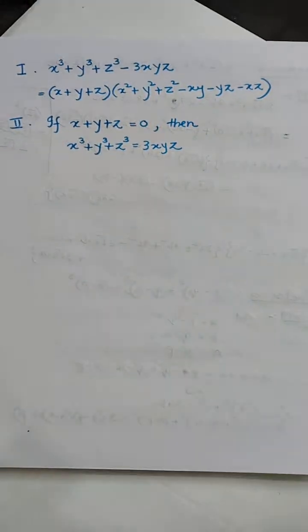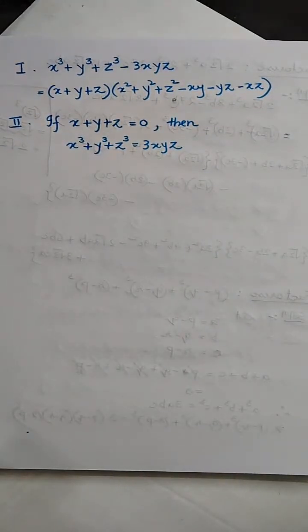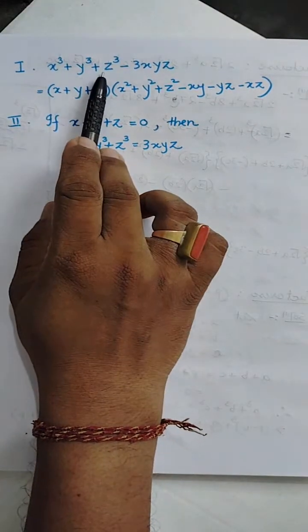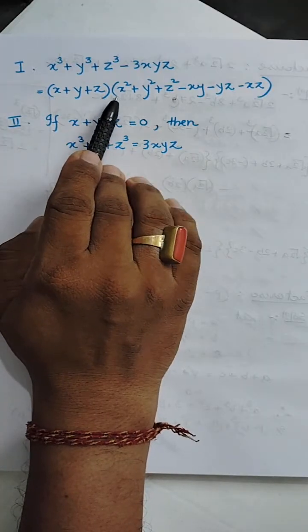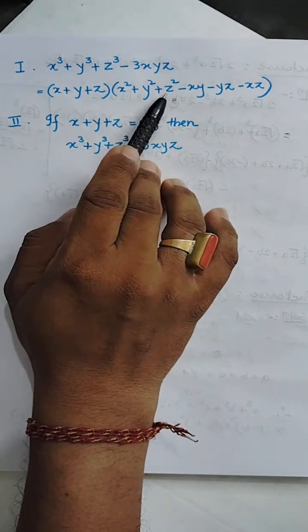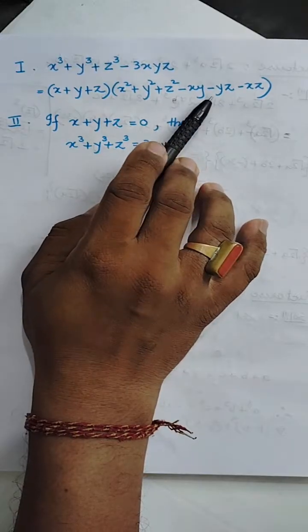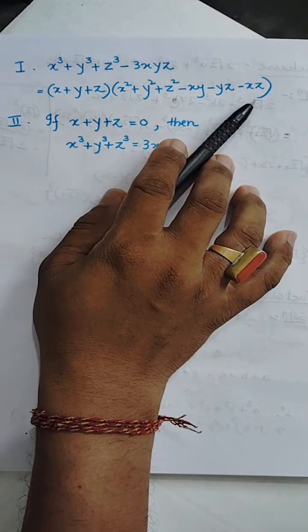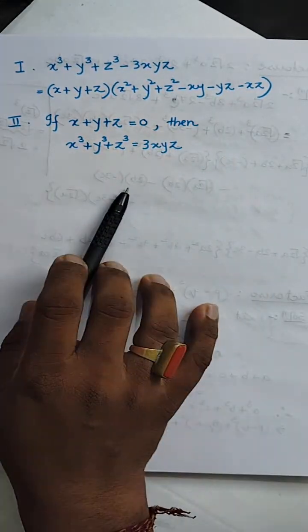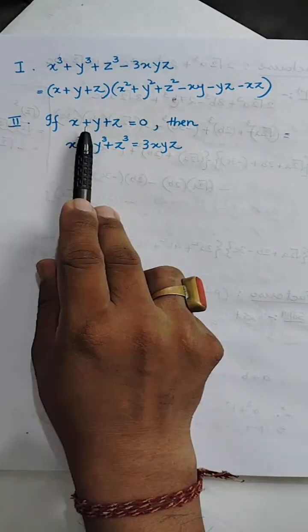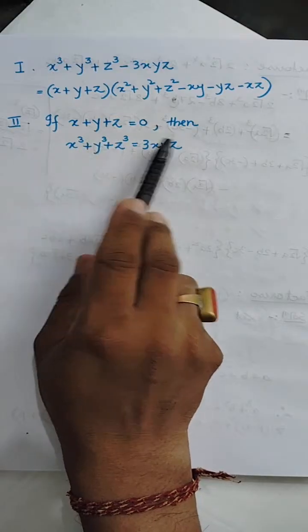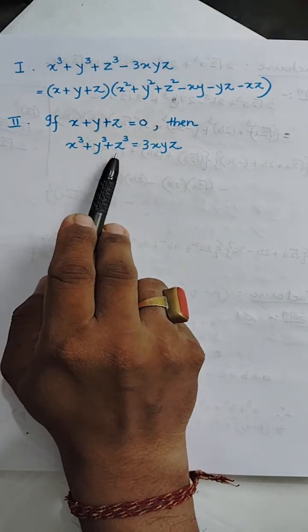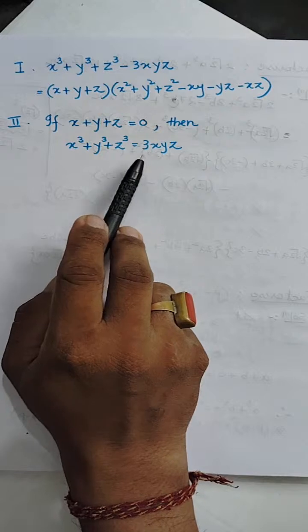So, we are going to continue from where we left yesterday. We have been discussing x cube plus y cube plus z cube minus 3xyz equals x plus y plus z multiplied by x square plus y square plus z square minus xy minus yz minus xz. And one more variation of this identity, or you can say one condition: if x plus y plus z equals 0, then x cube plus y cube plus z cube is equal to 3xyz.